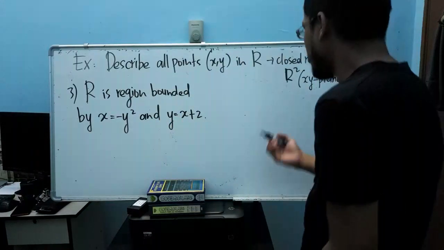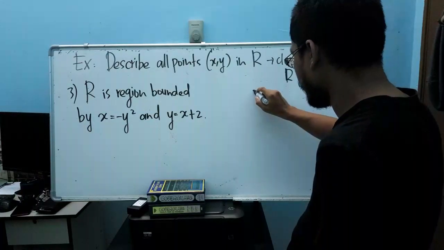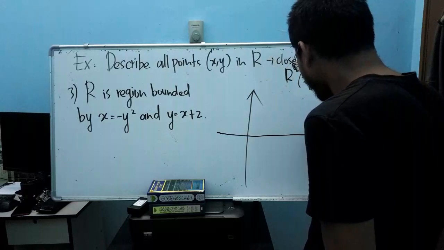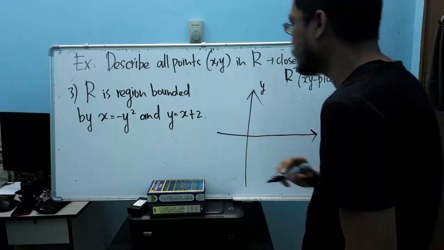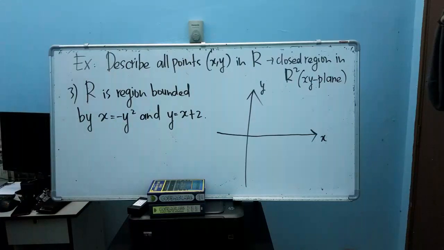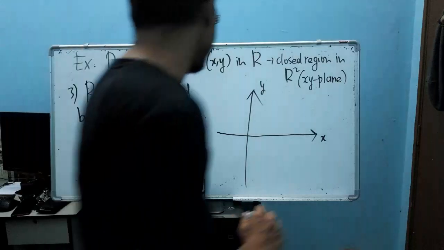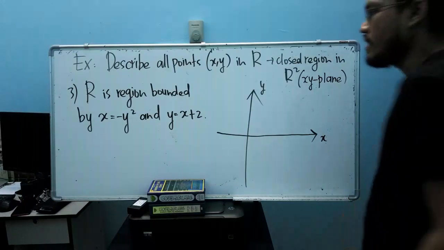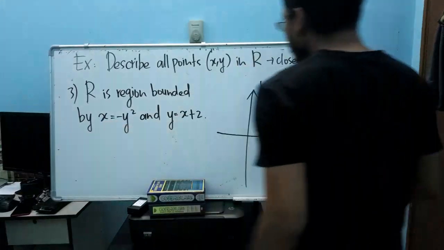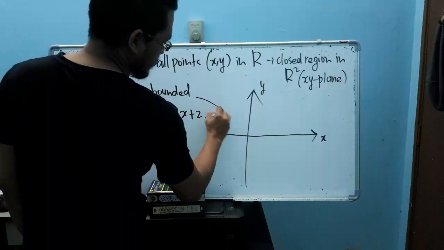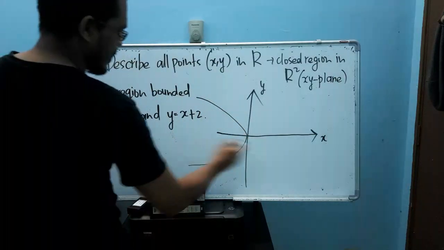Okay, so let us first sketch this R. Now let's first sketch what is x equals minus y squared. If you cannot remember how to sketch this curve, I will ask you to recall from your previous course. So x equals y squared, then you can sketch it this way. But since you have minus, you will have this one. So x equals minus y squared.